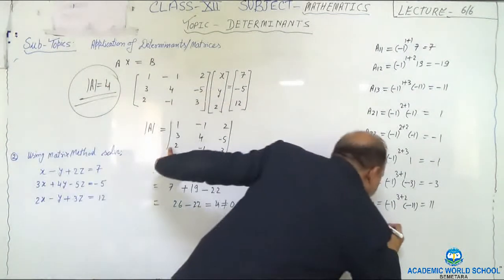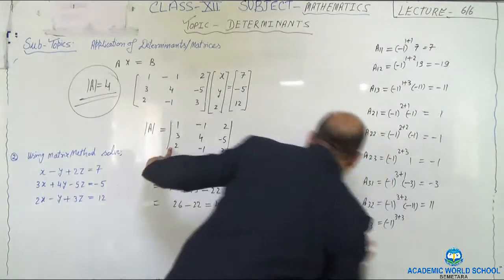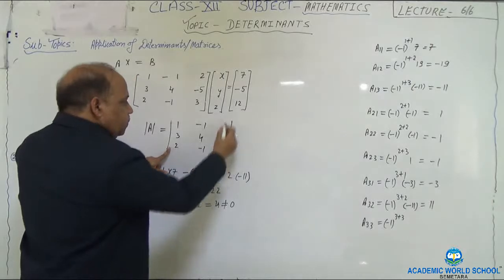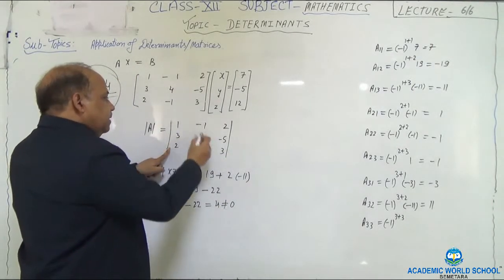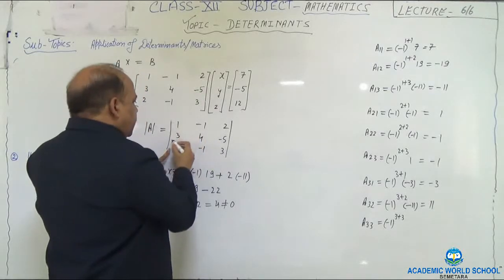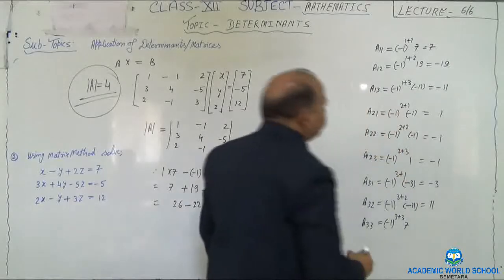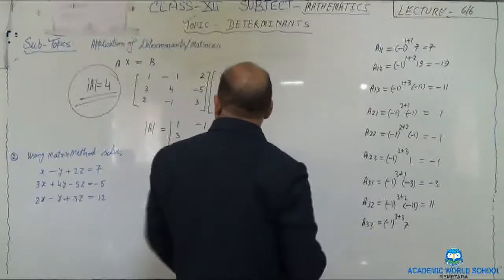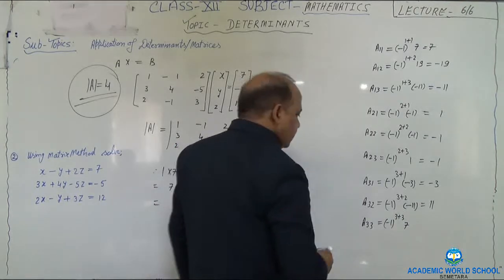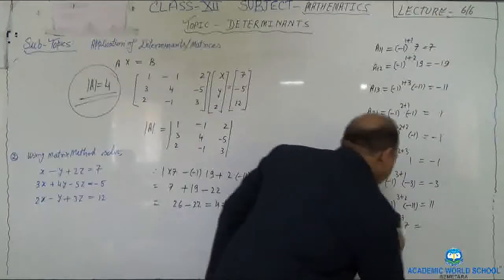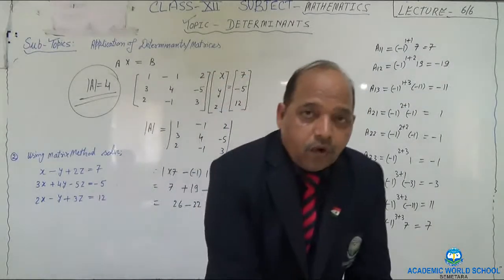Now to find out this A33, this is 3 plus 3, leave this part. So you are left with 4 and then plus 3. So this gives you 7. 4 plus 3 is 7. So this will become 7. So we have calculated all cofactors.